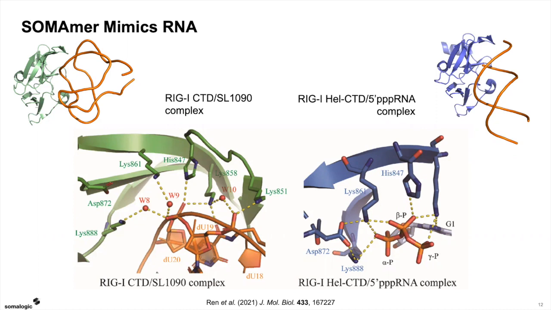And so we have done some preliminary experiments that show that SL1090 is capable of inhibiting signaling of RIG-I, but we need to do some further analysis and add additional controls to really be sure about those results.